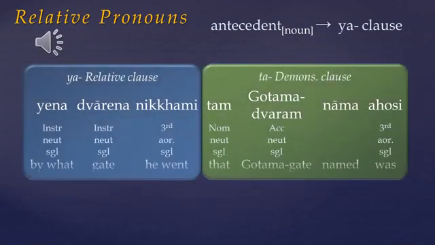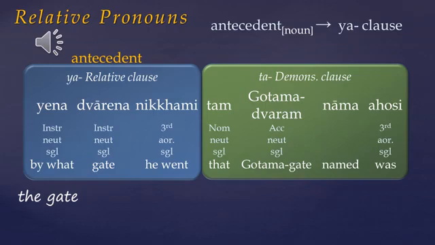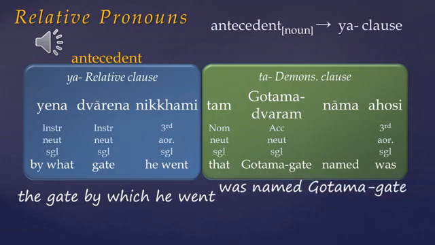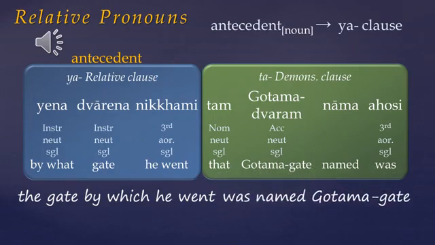And if we now look at Warder's example, both pronouns agree in gender and number with the noun the gate in the relative clause. So this is the antecedent and we can place it at the head of the sentence, followed by a suitable relative pronoun, and the rest of the relative clause. And we complete it by appending the demonstrative clause. Nama here is an old indeclinable form meaning by name, and dropping the final correlative we get the gate by which he went was named Gautama Gate.